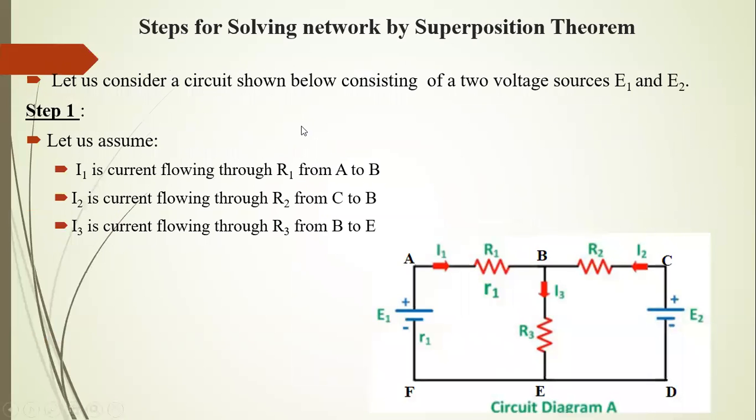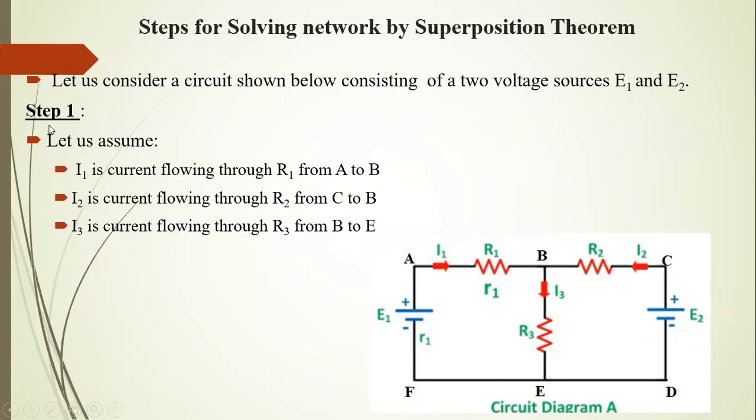Now let us look at the steps involved in solving the superposition theorem. Again, we are taking the same network, having two sources E1, E2, three resistors R1, R2 and R3. Now since both the sources and the resistors are there, we cannot predict the actual direction of current.